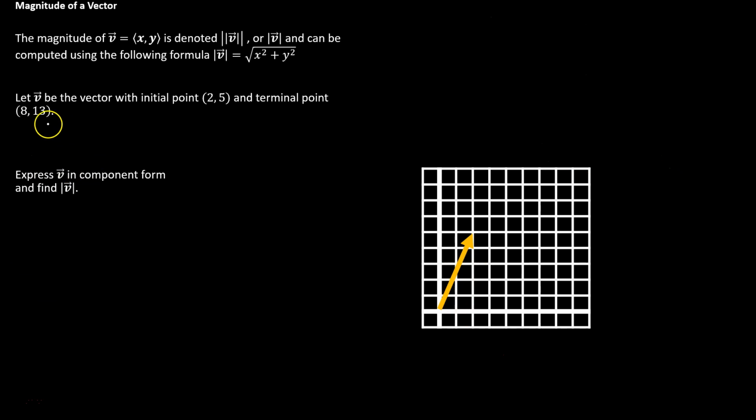Continuing to work on the same slide, I've erased all of the ink so that we can do the problems that are listed here. We want v to be a vector with the initial point of 2, 5 and a terminal point of 13. If I want to find the magnitude of this vector, then the first thing I need to do is find the components.